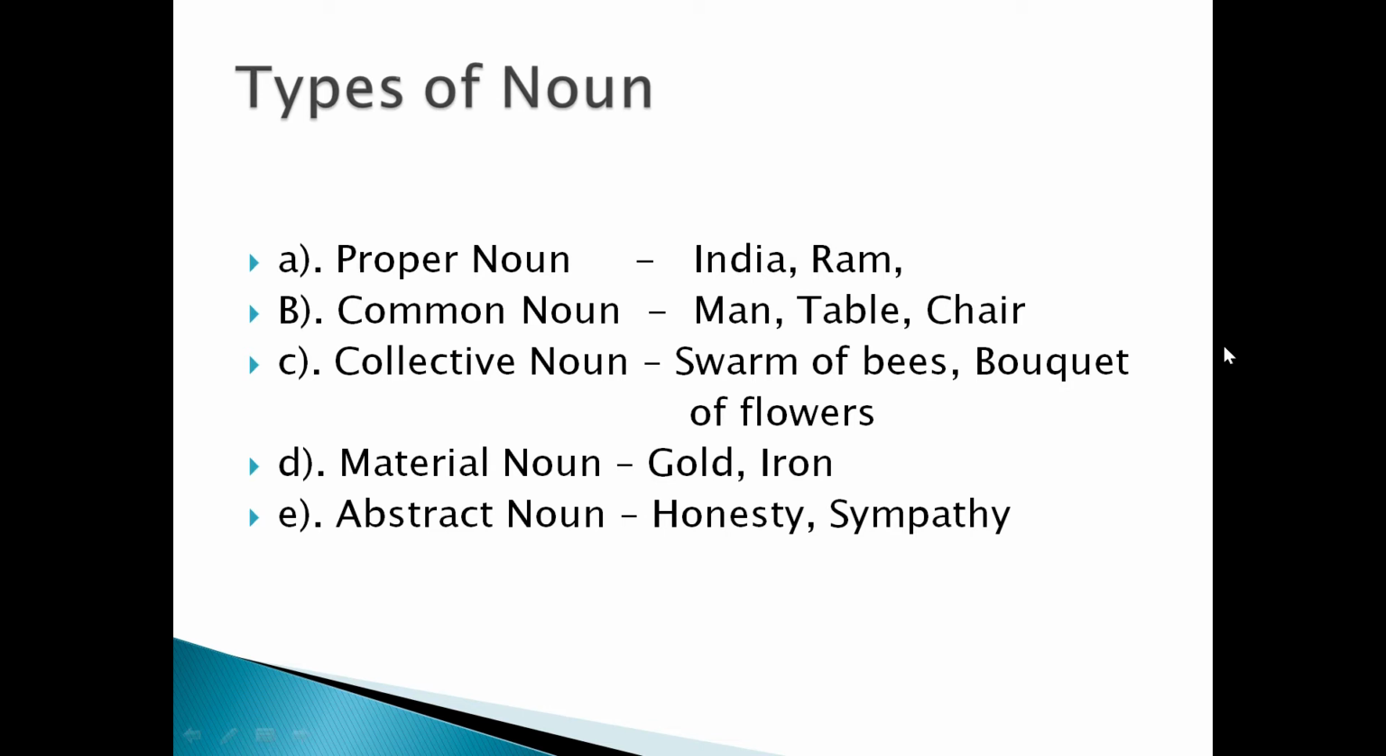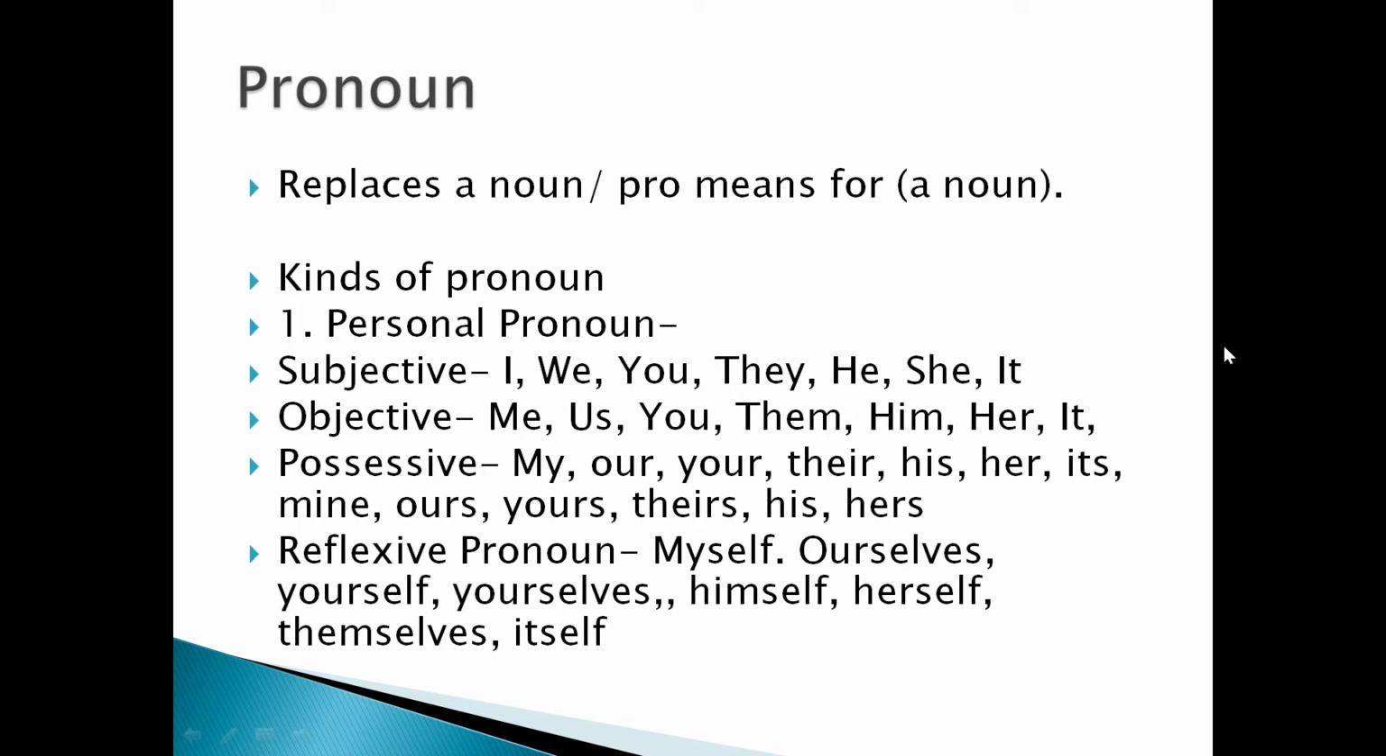Now let's move further towards the next part of speech, and that is pronoun. The word itself gives us the meaning of this particular part of speech. Pro means for. Noun, I think you know, is the name of a person, place, thing, or any idea. So here, pro means for, so a word which is used in place of a noun, which replaces the noun, is known as a pronoun. Well, let's see how many types of pronoun there are in the English language. There are 5 types of pronoun.